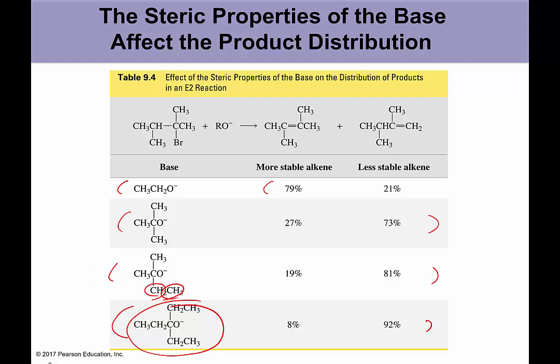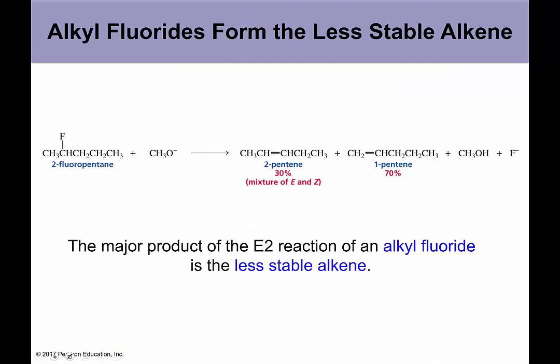So it turns out there's another way that you can end up with the less stable alkene, and that's if you have a bad leaving group. So here is my bad leaving group: fluorine. Remember we talked about leaving groups, so alkyl fluorides tend not to be used in substitution reactions because they have a tendency not to be able to leave. And when that's the case, you end up with 1-pentene from 2-fluoropentane as the major product, as opposed to 2-pentene, which is the more stable product.